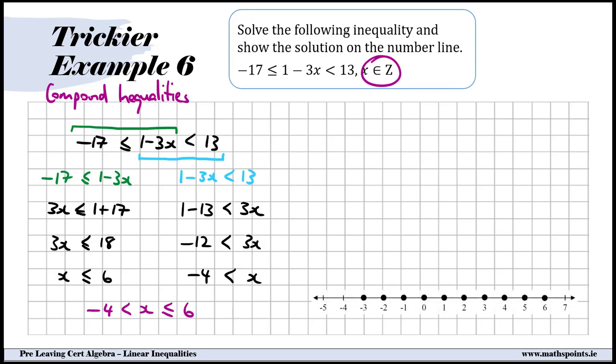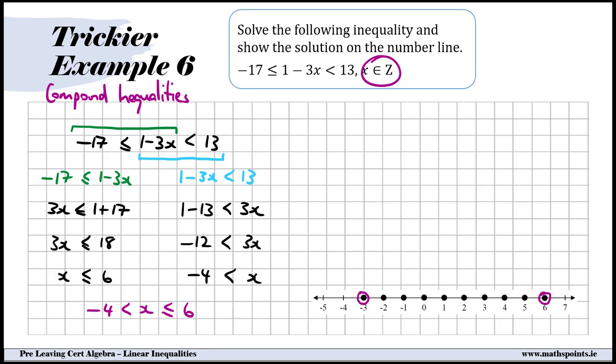And so we'll just pop up our number line here. So you can see our number line consists of full dots on all the positive and negative whole numbers that are bigger than minus 4, so starting at minus 3, all the way up to and including the 6. 6 is included because our inequality has less than or equal to 6.